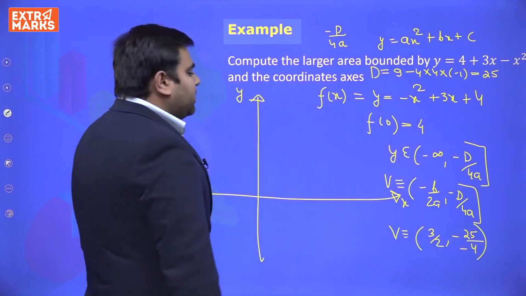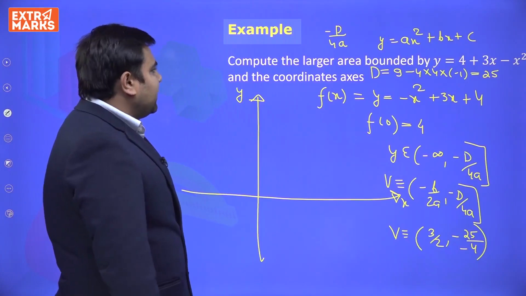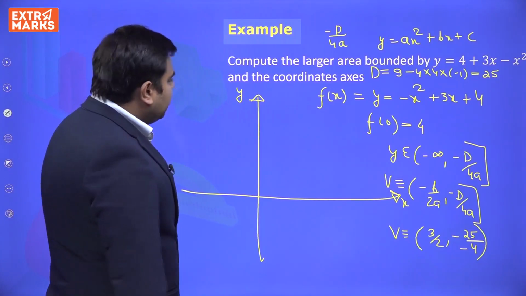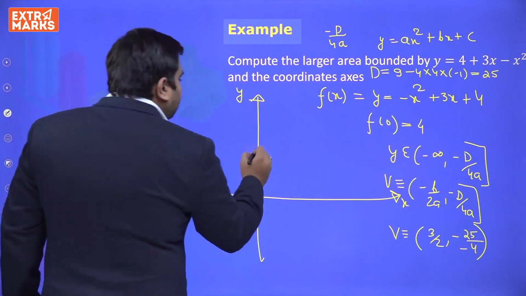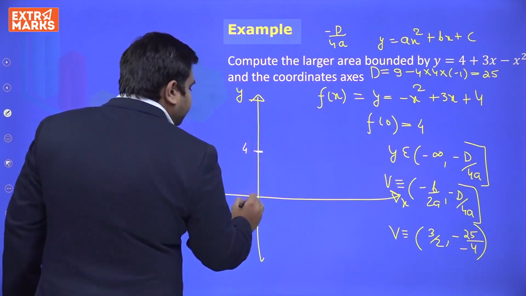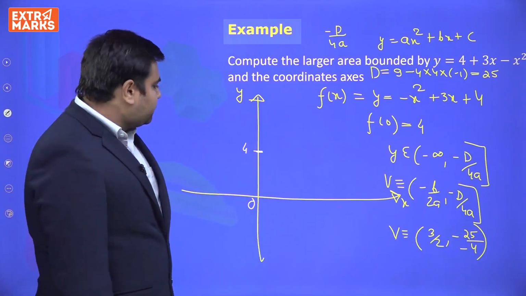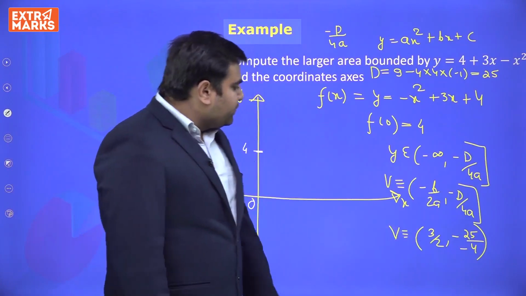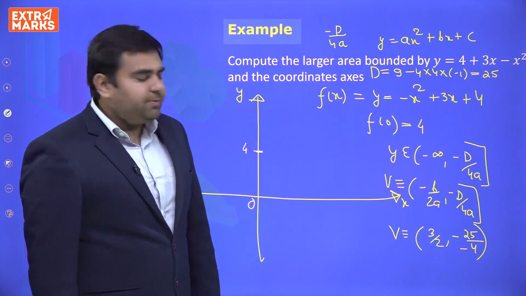So (3/2, 25/4) is the vertex. Now at x equal to 0, the value is coming out to be 4. But the vertex is (3/2, 25/4). What is 25/4? 25/4 is basically 6 point something, right?